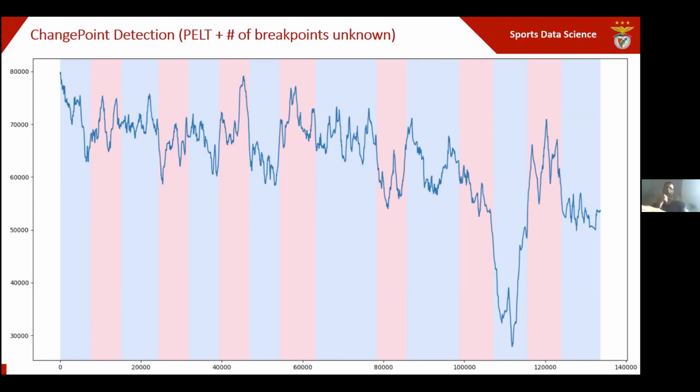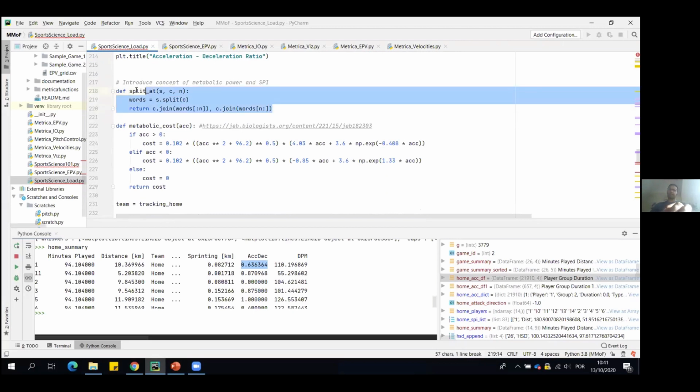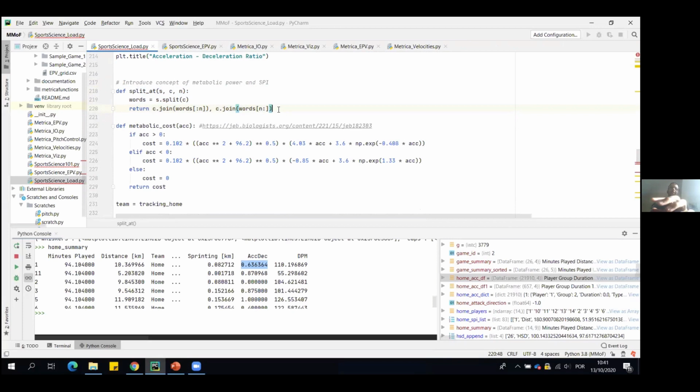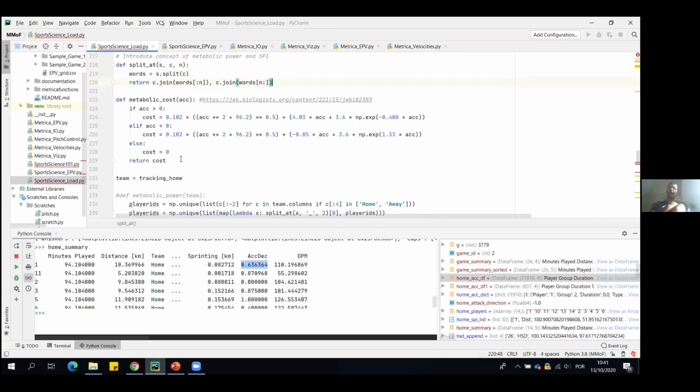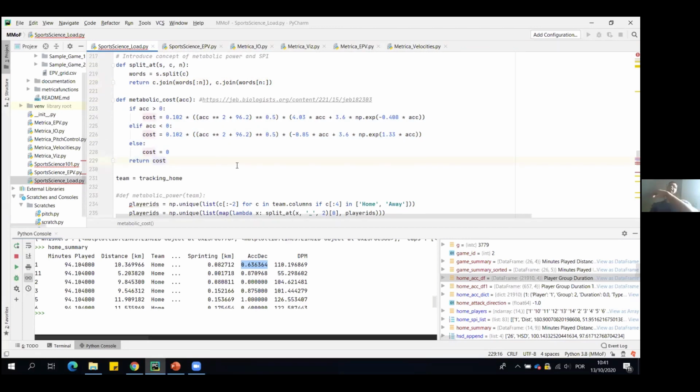So we'll go through this code in Python. First I needed to define a function to split the column names, so that's not doing anything else. And I defined a function for calculating metabolic cost. You can find the link that I just gave you through the chat. You can also find it in the code if you want to read more about where I derived these equations from.